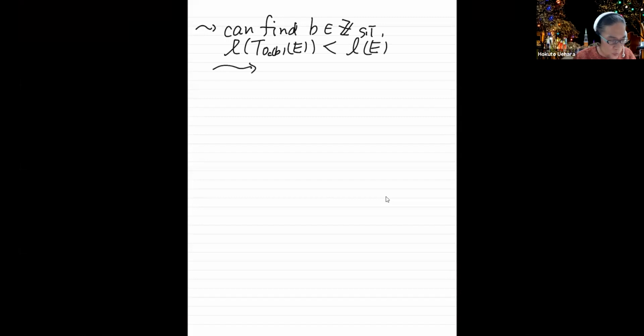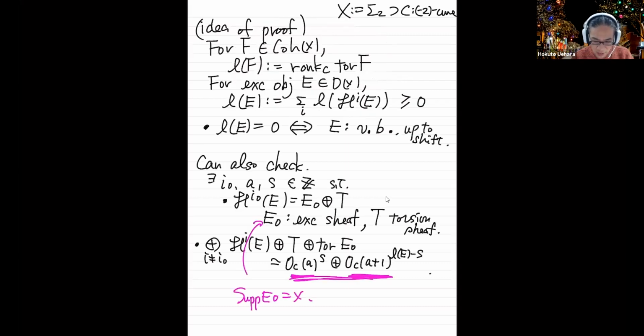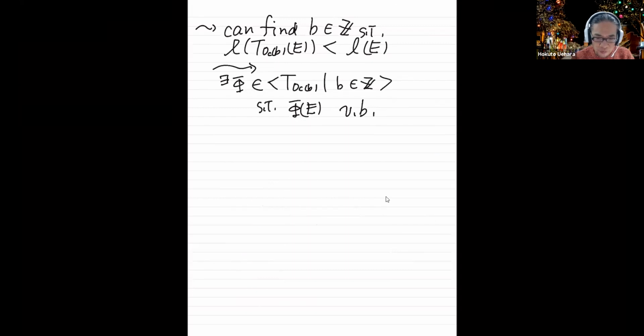And by the induction process, there exists phi in TOCB, b an integer, such that phi E is a vector bundle, because as I said, if the length is 0, then E is a vector bundle up to shift. This is the idea of proof of the classification result.